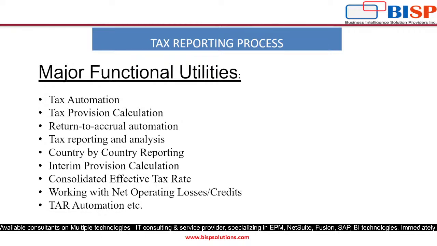Second is tax provision calculation. It helps us in calculating the tax provision, namely the current tax provision as well as the deferred tax provision. The third functional utility is return to accrual automation. Through this, we can automate the data which was filed through the return, and in case any adjustments are required or there are any differences between the return data and the current year provision data, we can adjust them through return to accrual automation.